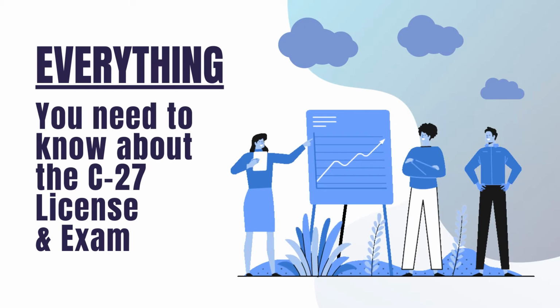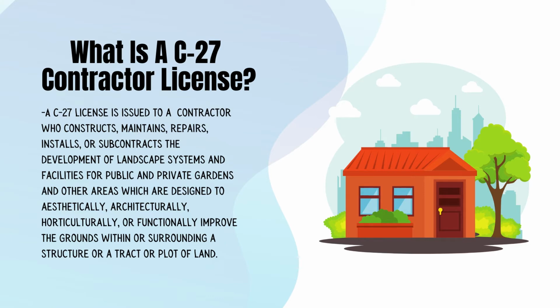We provide you with condensed study materials to pass the C-27 landscaping license and exam, saving you countless hours of studying. What is a C-27 contractor license? A C-27 license is issued to a contractor who constructs, maintains, repairs, installs, or subcontracts the development of landscape systems and facilities for public and private gardens and other areas which are designed to aesthetically, architecturally, horticulturally, or functionally improve the grounds within or surrounding a structure or a tract or plot of land.